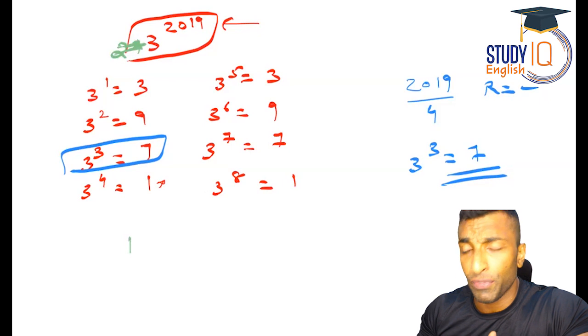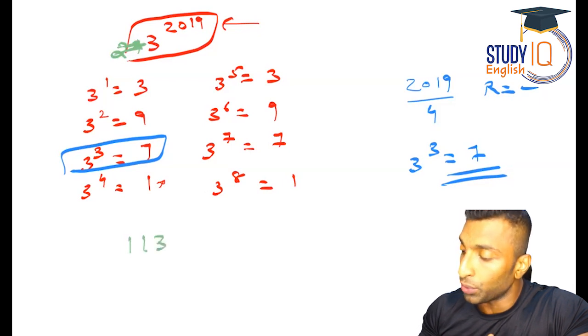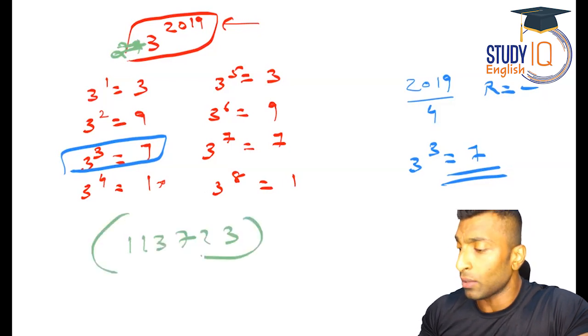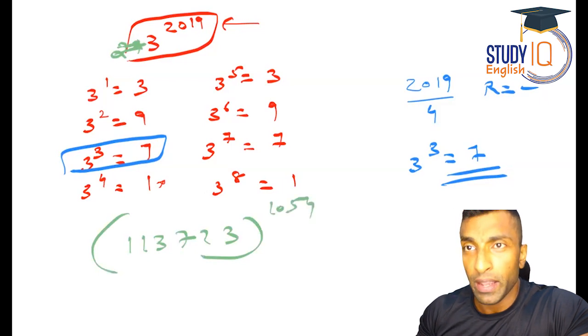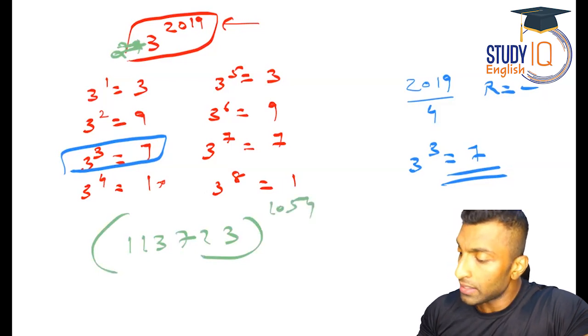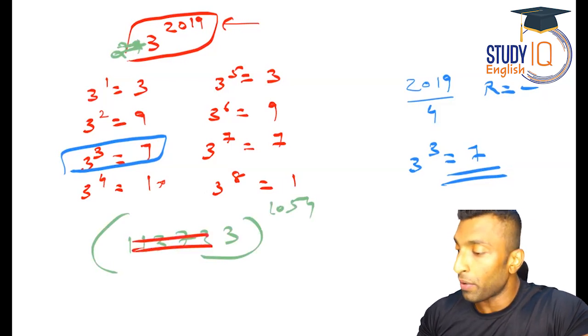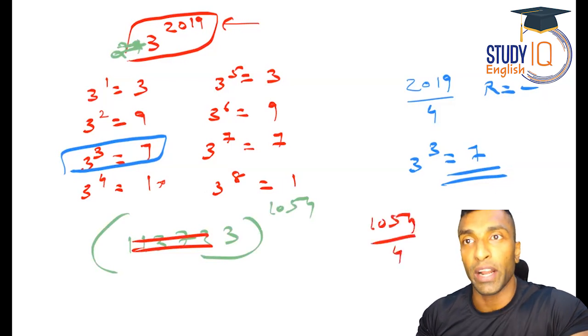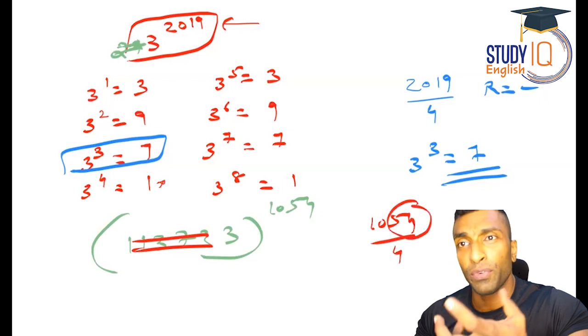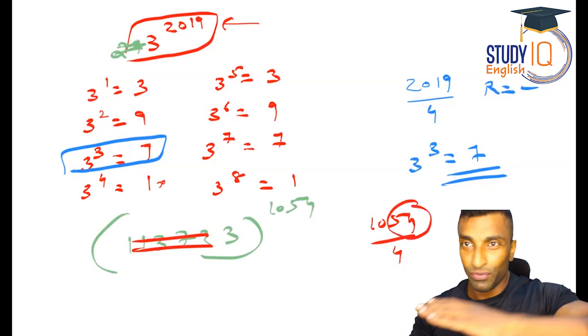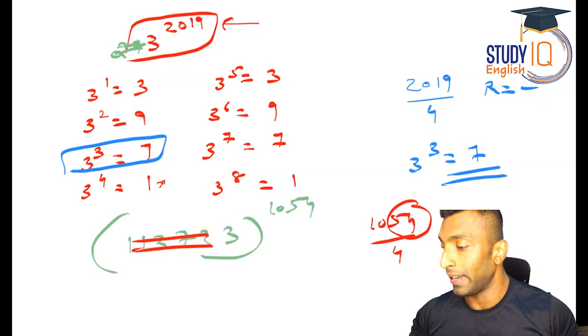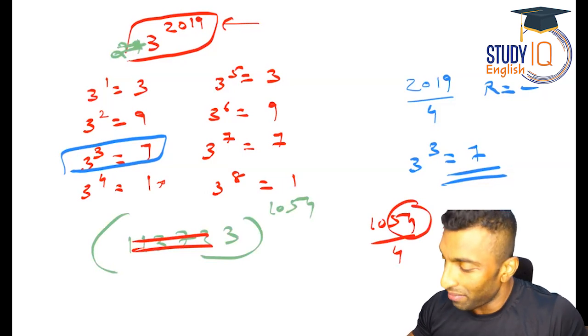Now let's talk about one more example. If you want, I can take a bigger number, 113723, raised to 1054. Again, the last digit is what I'm looking for, so the rest is not important anyway. The last digit is 3, so we need to see the power. 1054 divided by 4, because the power cycle is 4. When you divide by 4, you get 52 and the remainder is 2.